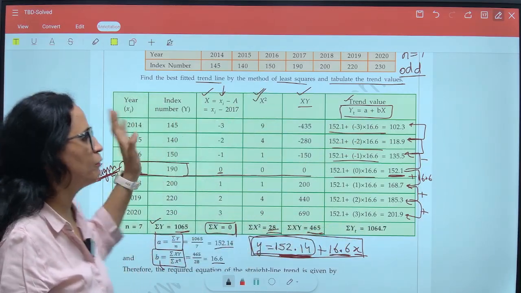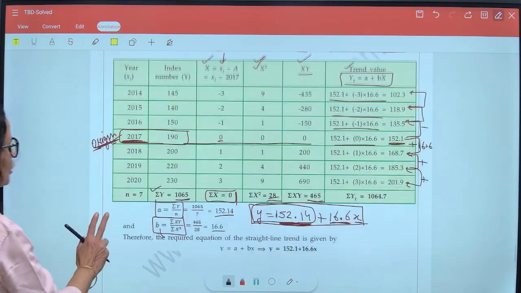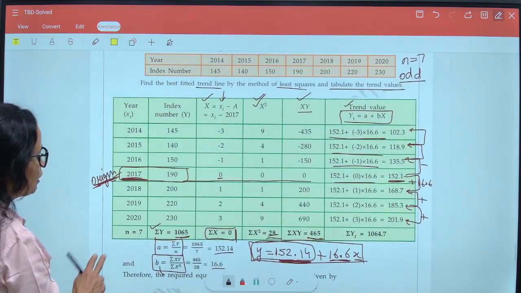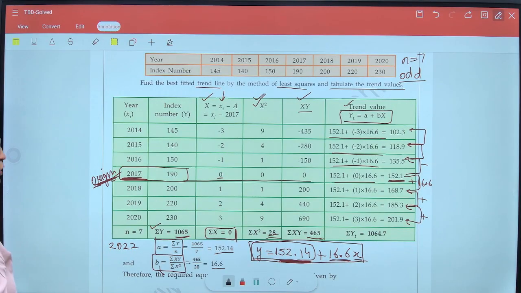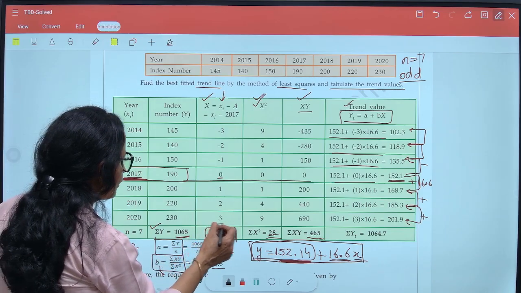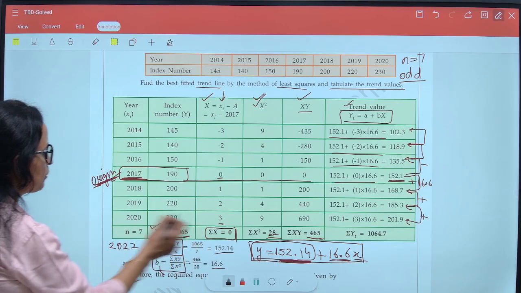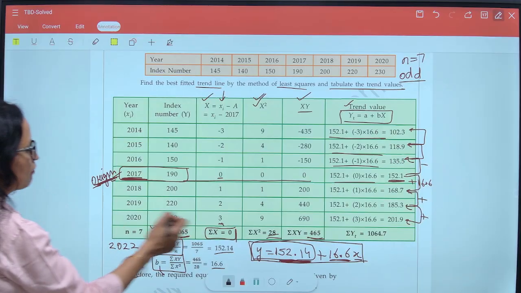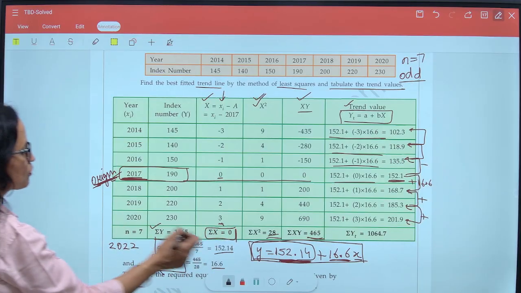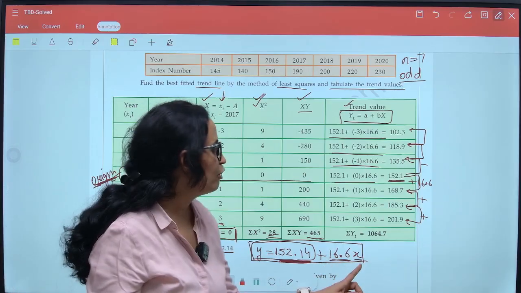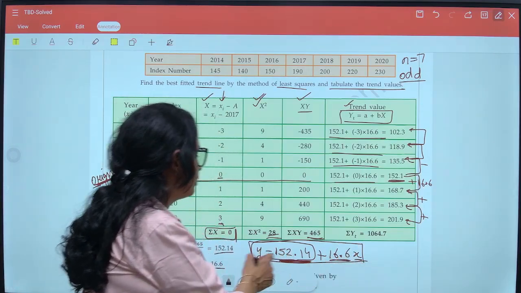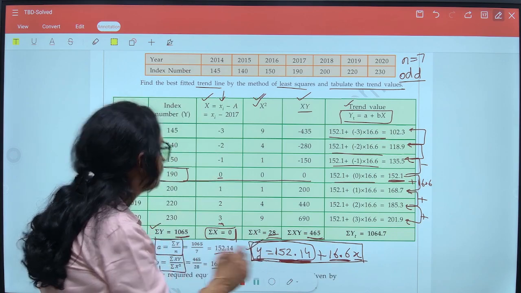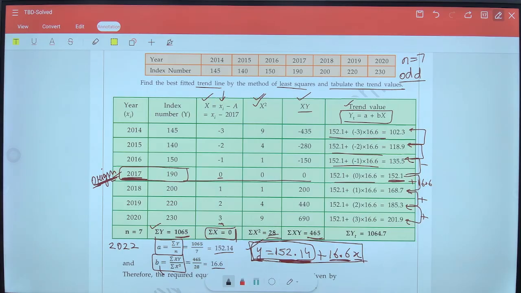Now suppose the question also asked you what is going to be the predicted value for the year 2022. So you just see what is going to be the deviation for 2022. Till 2020 it is 3. 2021 will be 4. 2022 is going to be 5. That means the value of x is 5. So just put the value of x as 5 and do the calculation. You get the index number for the year 2022.